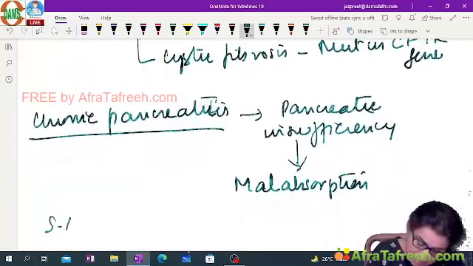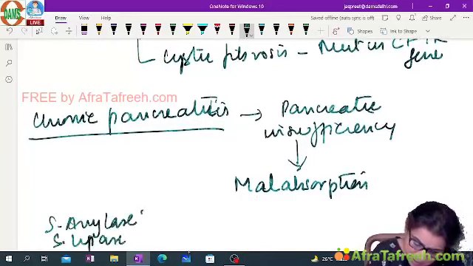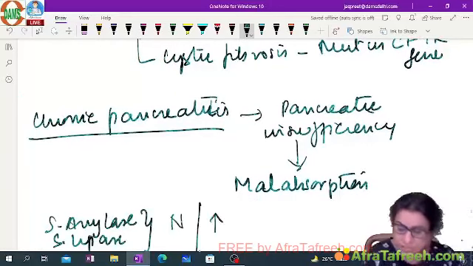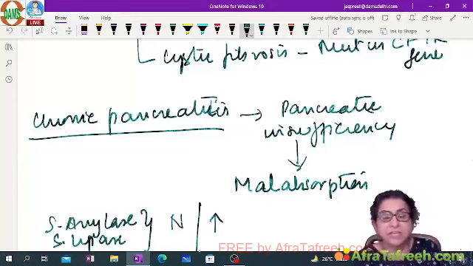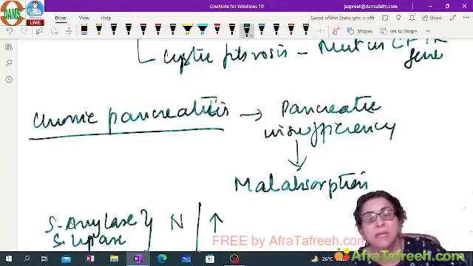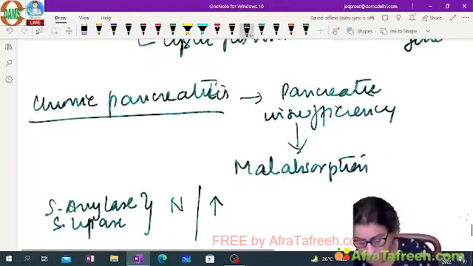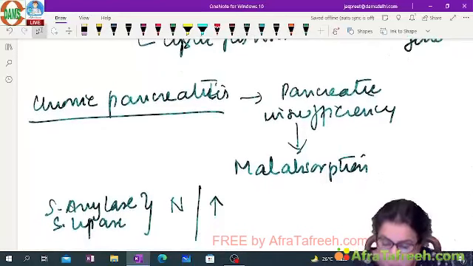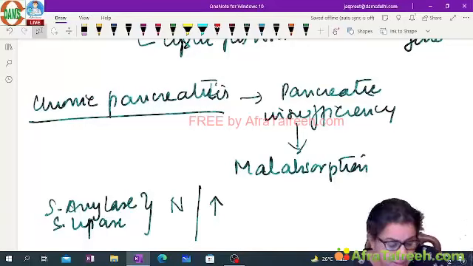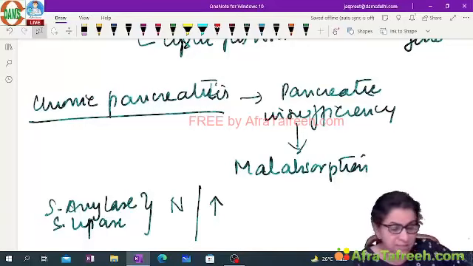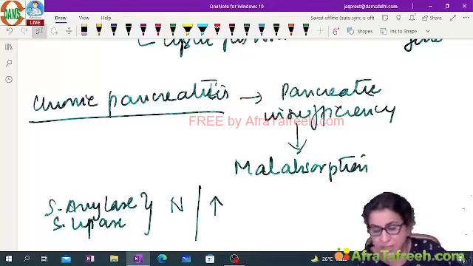Serum amylase and serum lipase levels may be normal or increased, whereas in acute pancreatitis they will always be elevated. Okay, so this is about the GI tract and liver, which I had to cover. If you have any questions, you can ask. In the next class, I'll be starting with kidney, renal pathology.